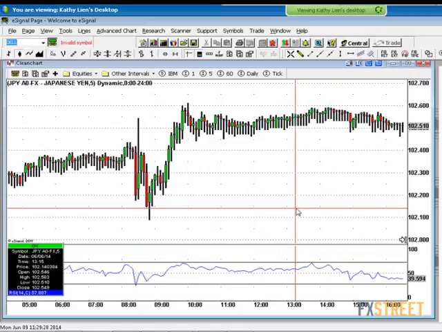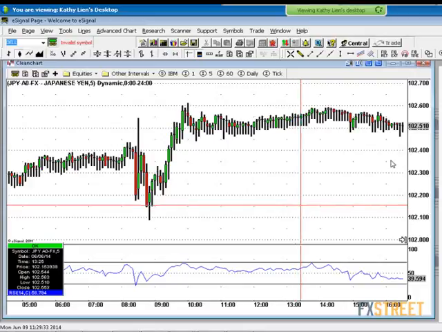But dollar yen is not the only currency pair that we trade Ajax on for these events. So there was a setup in the pound dollar.